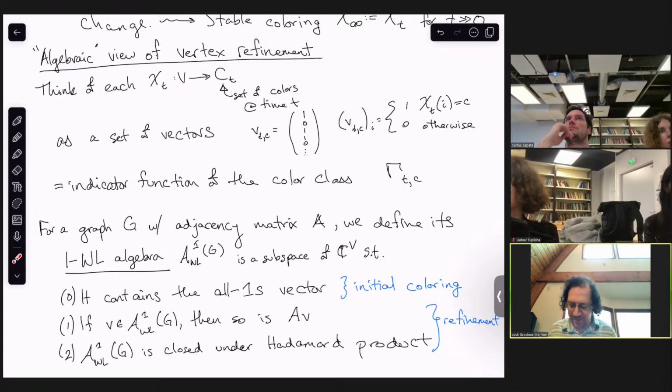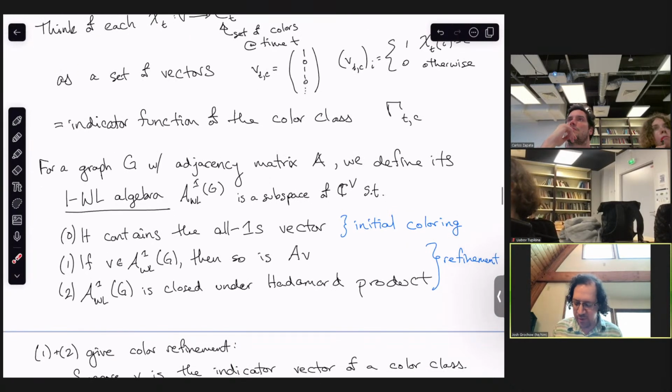Okay, and my claim is that these two properties exactly allow us to do this process of coloring refinement, and essentially nothing else. So what I'm going to show you is how these two let us do color refinement. I'm not going to prove to you the nothing else part, that they can't do more than color refinement.